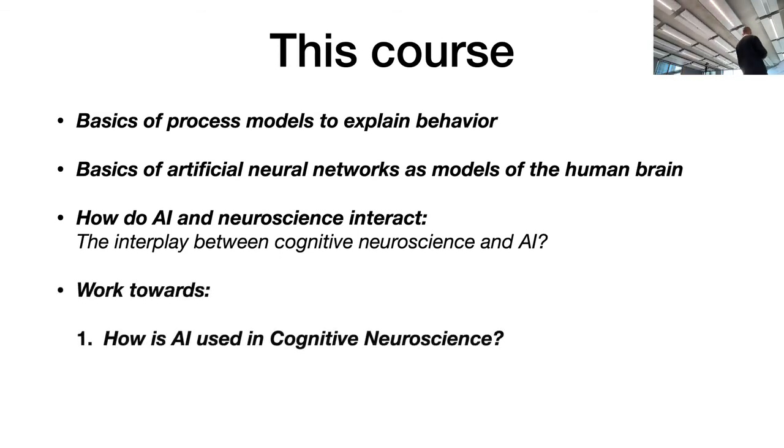So we'll work towards things like how AI is used as a tool in cognitive neuroscience. Because it is, and people are doing that more and more, like just a neural network as part of an analysis pipeline, for example. That happens more and more. And that can be very, very telling.